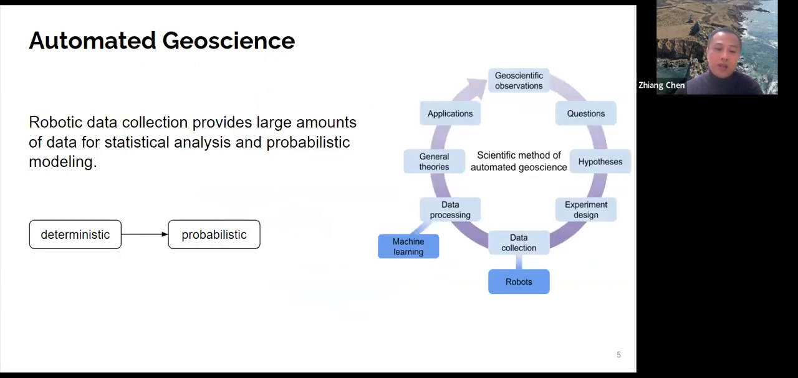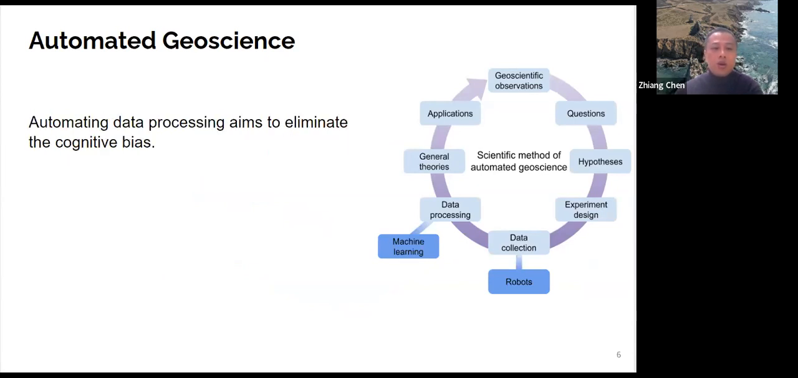One advantage of automated geoscience is that robotic data collection provides a large amount of data, and it allows us to transition from deterministic modeling to probabilistic modeling. And also, conventional data processing may involve cognitive bias, because different people may have different data interpretations. When we are using machine learning to process data, we are trying to eliminate the cognitive bias.